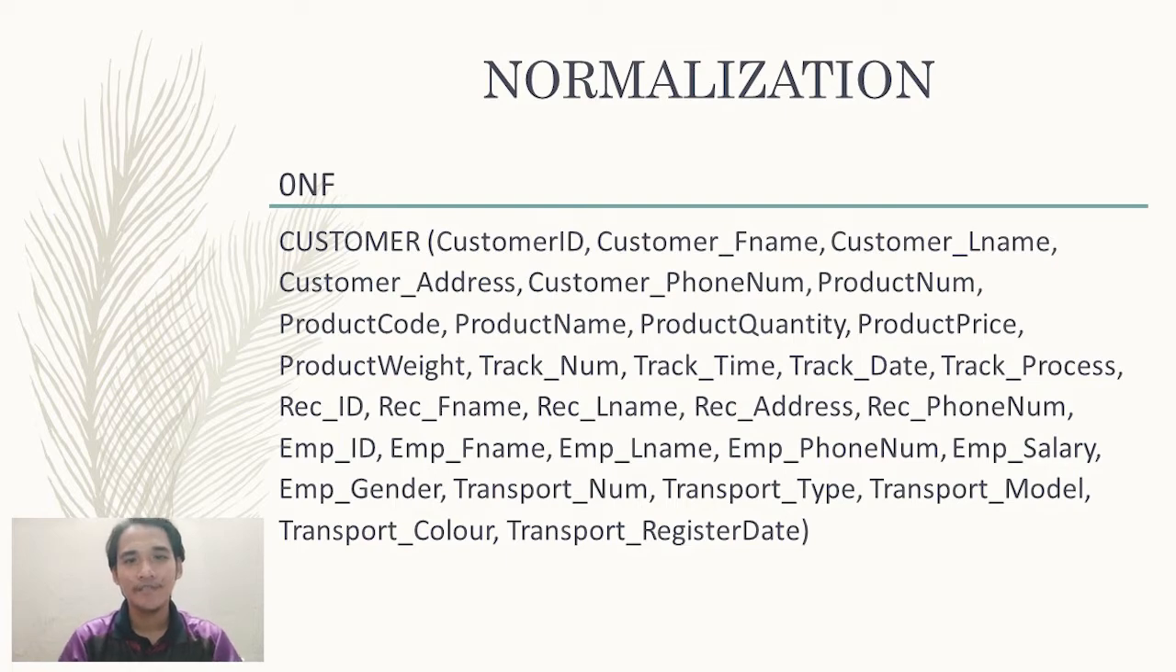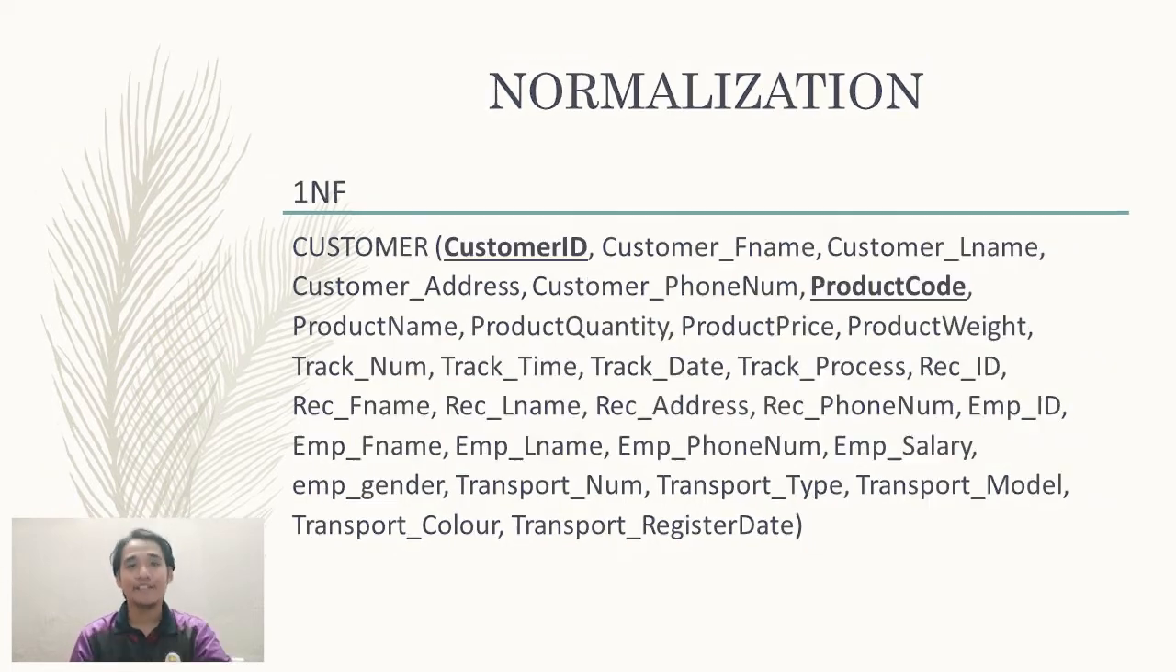For 0NF, we list all the attributes from the information we collect to complete the Pos Malaysia delivery process. It did not have any primary keys, and the data is hard to handle and will be hard to process. As you can see, we only have one table with all the attributes. That is the customer table without any primary keys and all the dependencies. Now, for 1NF.